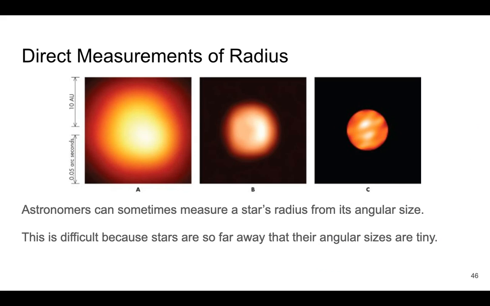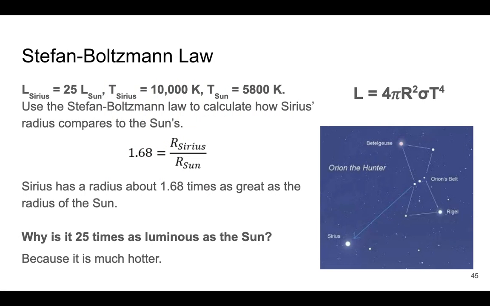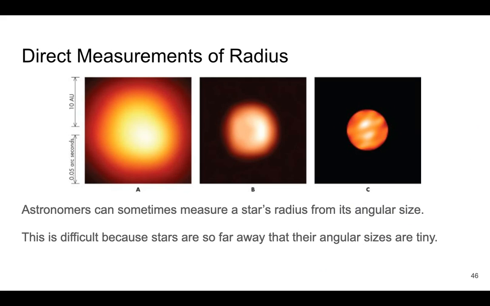So all of this stuff, we used Wien's law, the inverse square law, and the Stefan-Boltzmann law to figure out the radius of Sirius, at least how the radius compared to the sun. There is another way to do it sometimes. You can actually, in very rare cases, really directly measure the radius of the star.